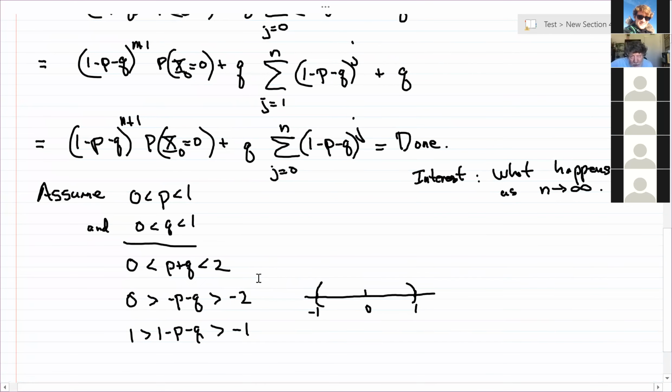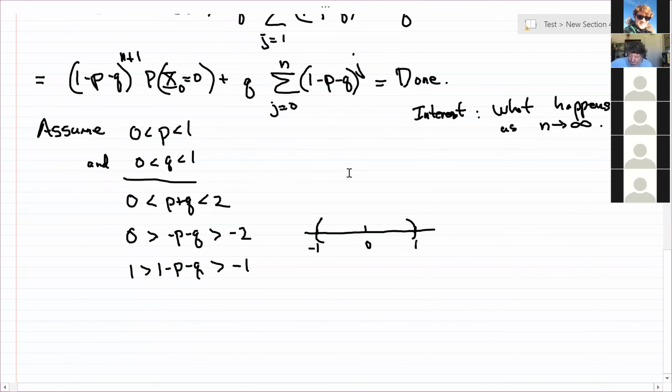Now, there's something else we probably should notice here. This series is a geometric series. I think I mentioned it last time. What do you know about geometric series?